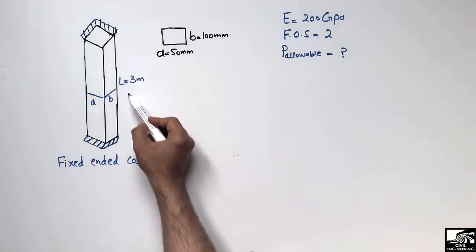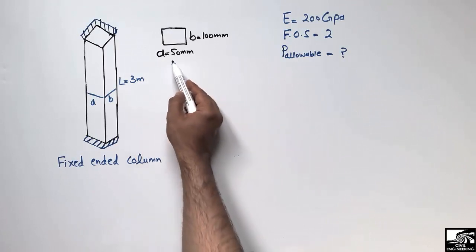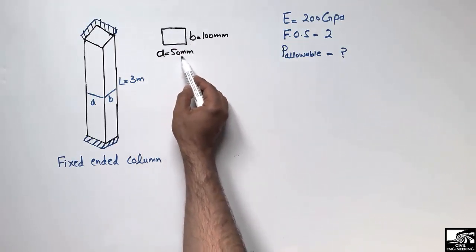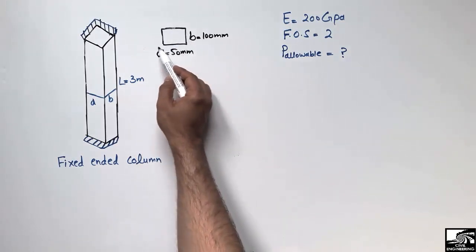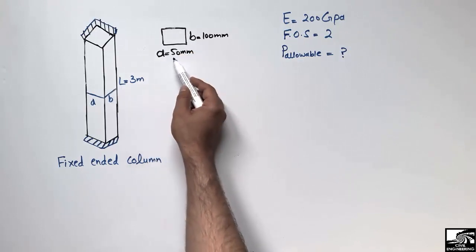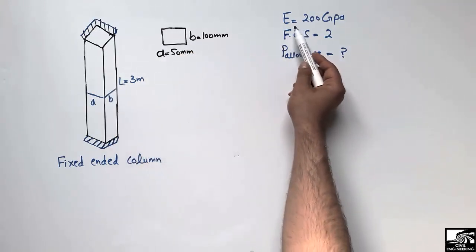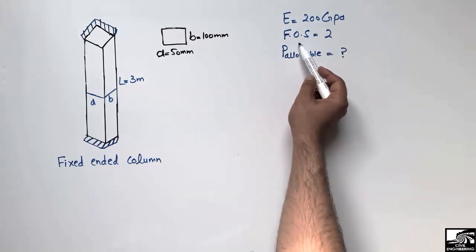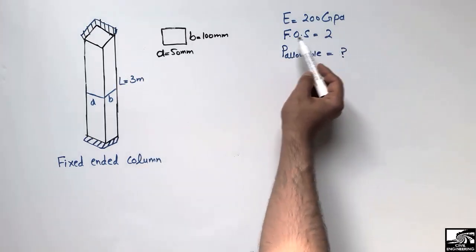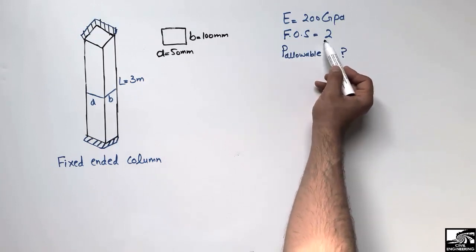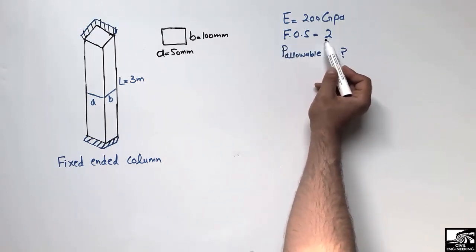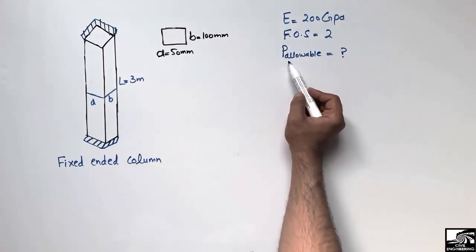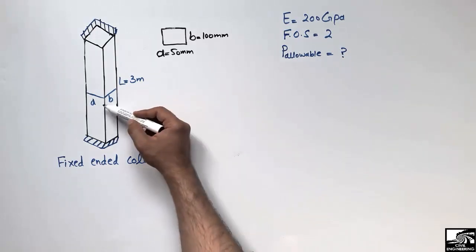So the column length is 3 meter and the dimension of the column is 50 by 100, which means it is a rectangular column, and it is a steel column with the elasticity of material of 200 gigapascal. The factor of safety to be taken for this column is given to us, which is 2. So with the help of the factor of safety we should find out the allowable load for this column.